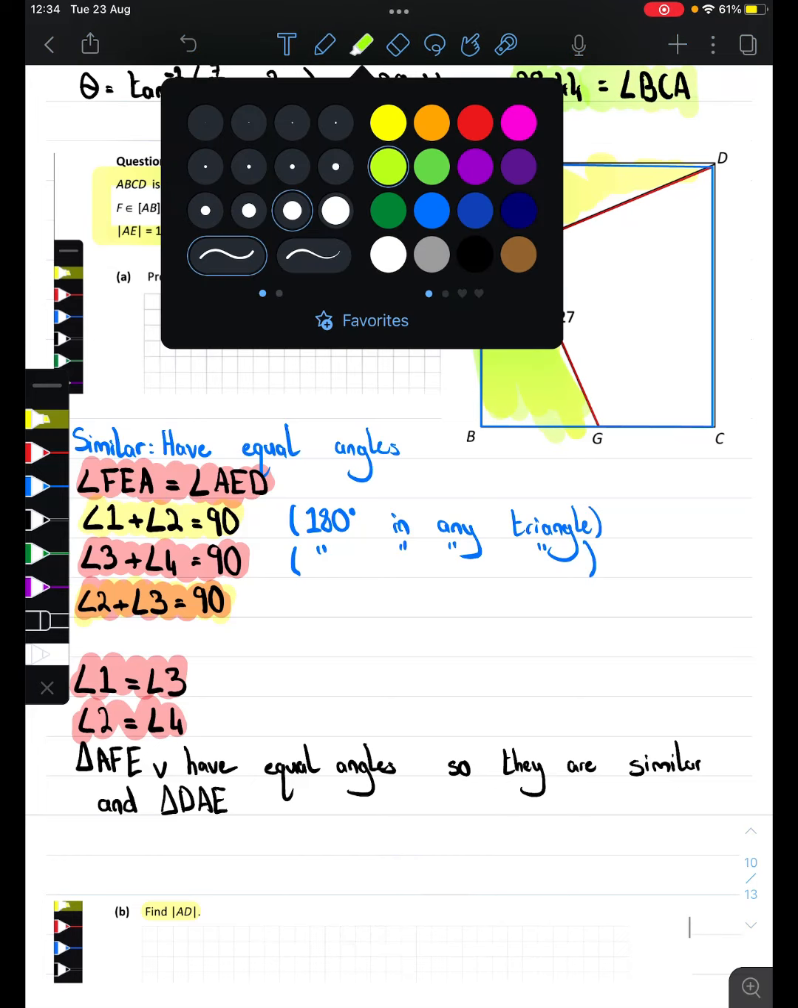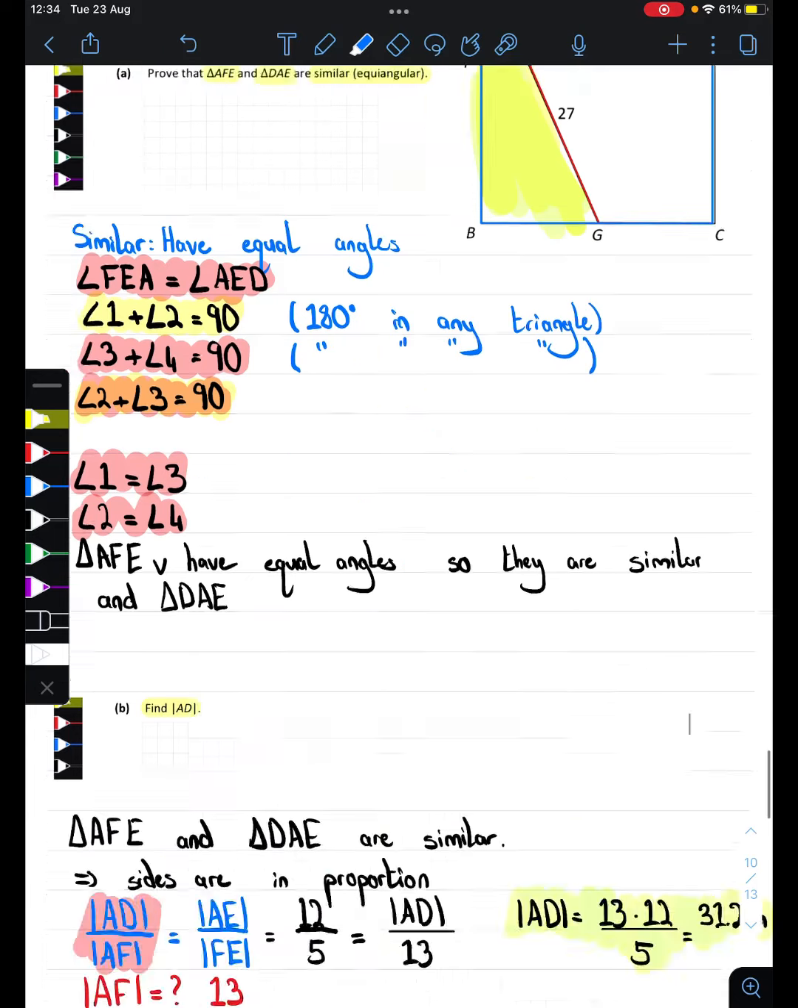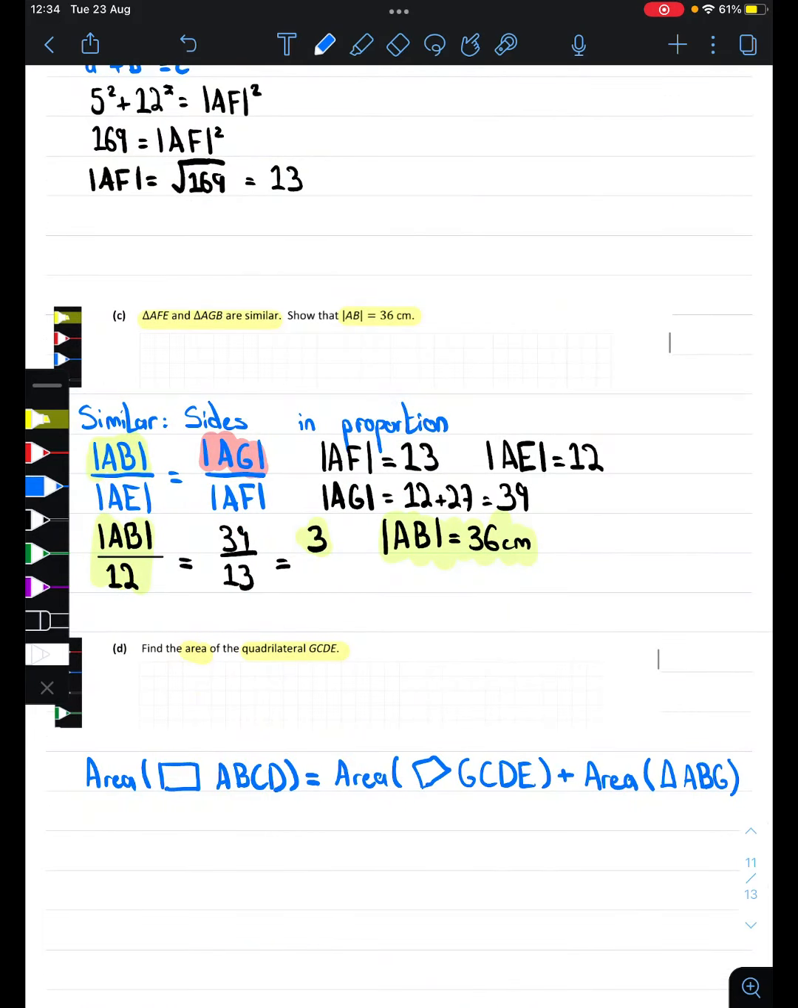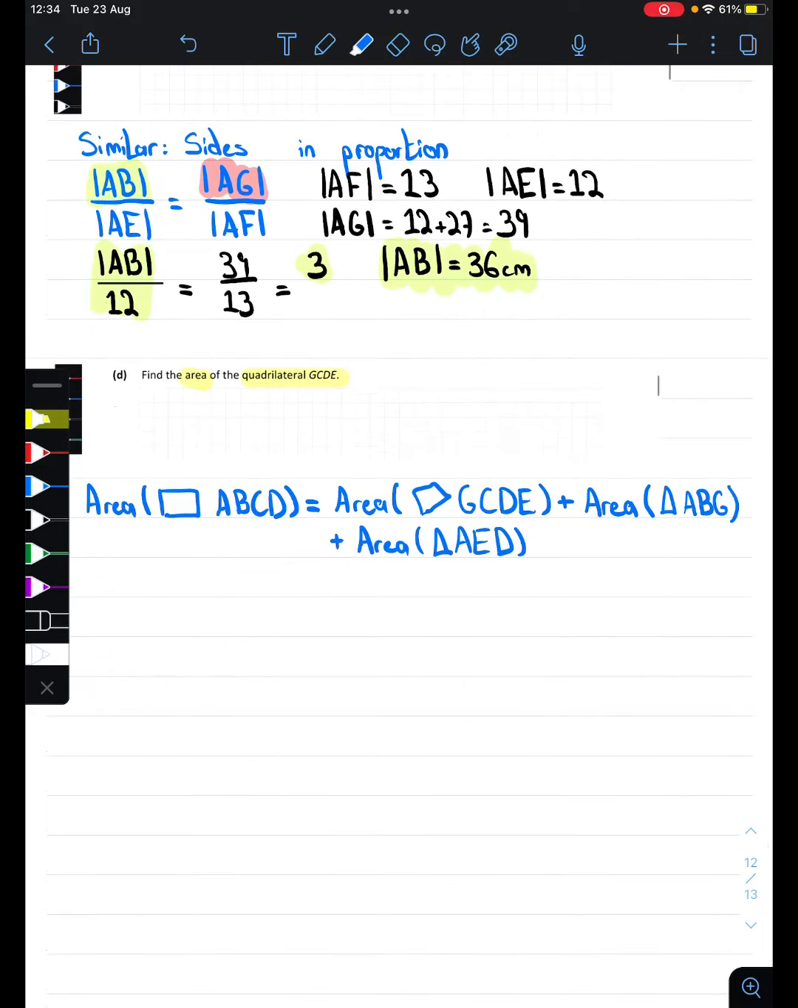Plus the area of this triangle AED, the blue. Okay, and we can calculate all of these areas. We know how to calculate the area of a rectangle and the area of triangles, and that will allow us to get what we're looking for.